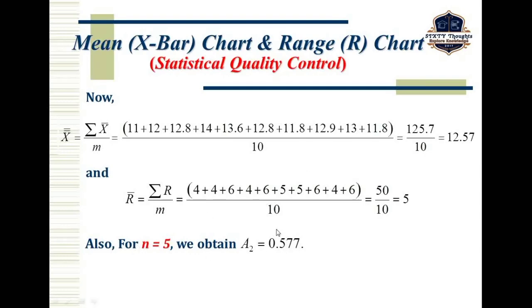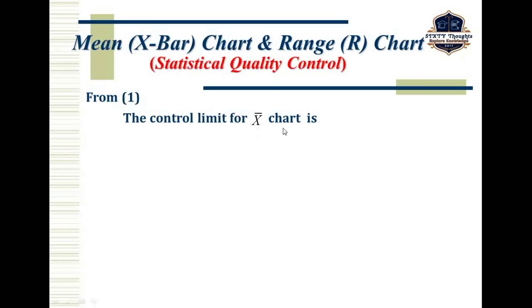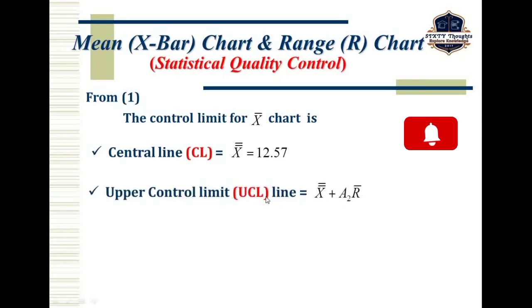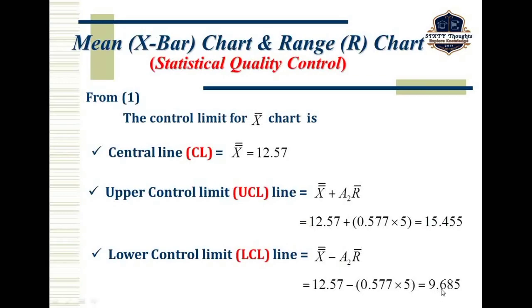Using these three values, I am going to find the three horizontal line values, using equation 1. From equation 1, the control limits for the x bar chart are: the central line, denoted by x double bar, which we know is 12.57. Next, the upper control limit line is x double bar plus A2 into r bar. We know all three values, so substituting here and simplifying, we get 15.455. Next, the lower control limit line is x double bar minus A2 into r bar. Substituting all three values, we get 9.685.